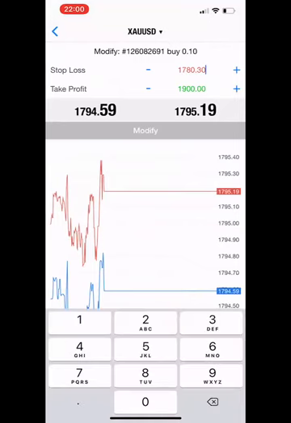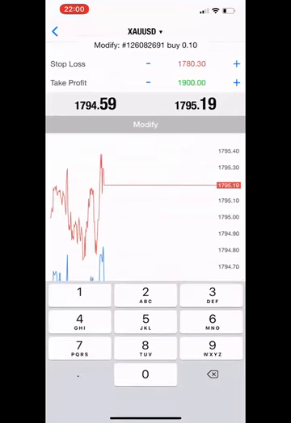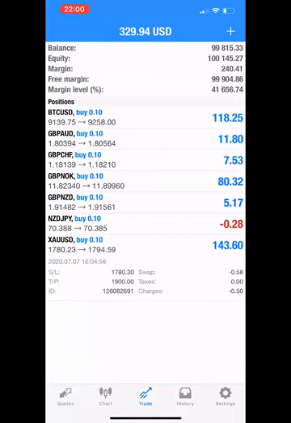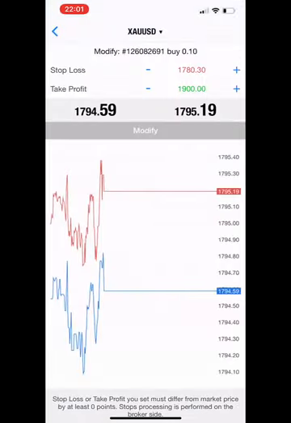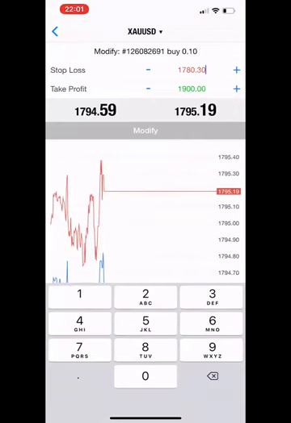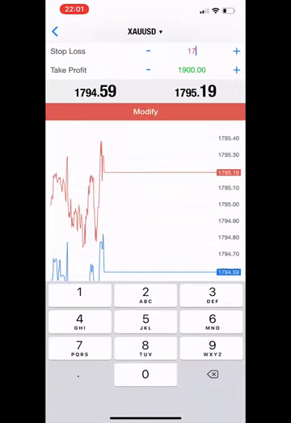Now, I know the trade is currently at 17.94.59. So what I'm going to do, I'm going to click modify. It won't let me do it now because the market's closed, right? I'll delete my stop loss and put my stop loss now to 17.90 and press modify. It won't let me do it because the market's closed, but that's what I'll do.